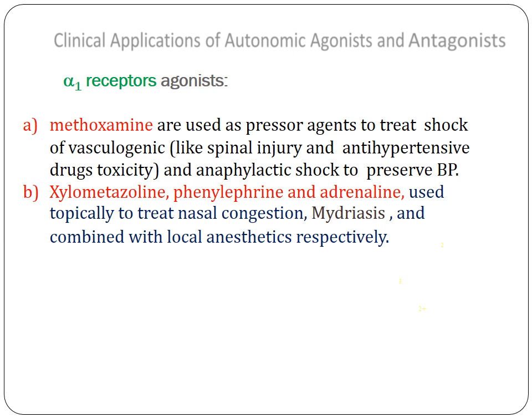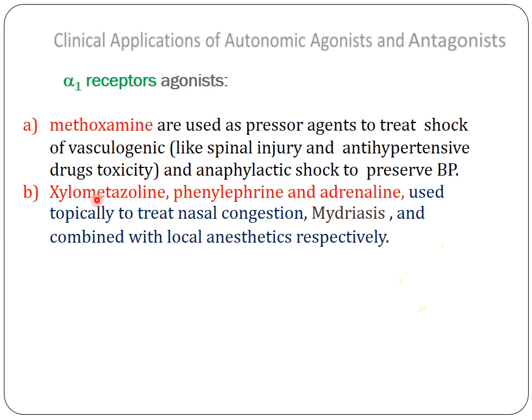For example, in the alpha 1 agonists, we knew before that alpha 1 is mainly present in the peripheral vasculature, in which stimulation of alpha 1 induces vasoconstriction, increases resistance, and increases the blood pressure. So methoxamine is a synthetic derivative of noradrenaline used as a pressor agent, especially after spinal injury to treat hypotension.